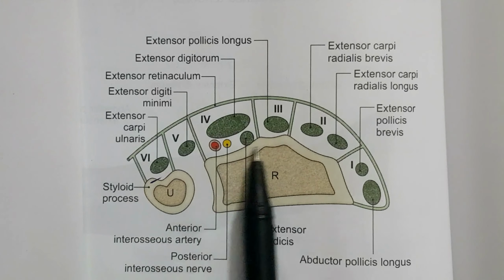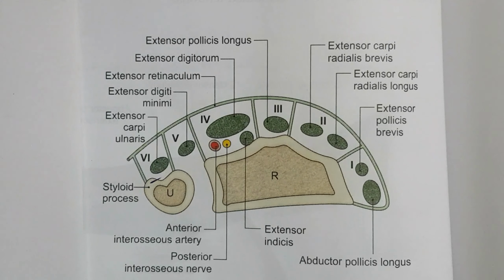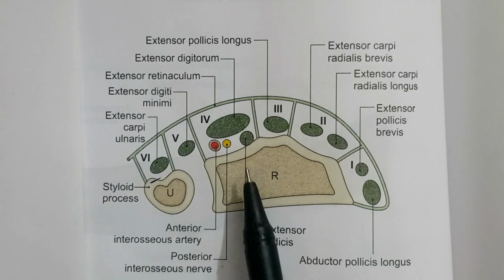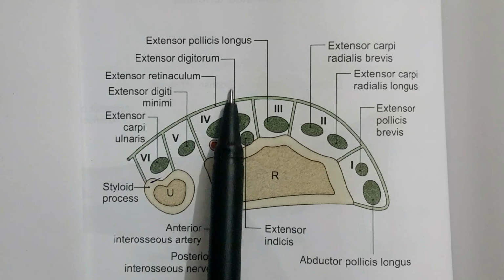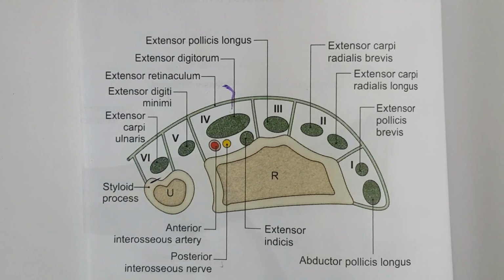The fourth compartment is rather very important. It not only has muscles, it also has a nerve and an artery. The nerve is the posterior interosseous nerve, which is the branch of the radial nerve. The artery is the anterior interosseous artery. The muscles include the extensor indicis and the extensor digitorum.